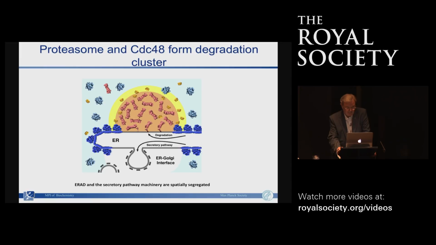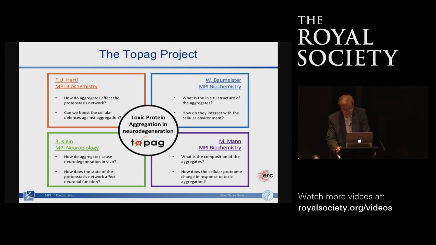I think summarizing this part here, yes, we have clusters. We have at the periphery CDC48, but I think the important thing is that the ERAD system, the protein degradation pathway, is spatially quite nicely separated from the secretory pathway, which is always on the opposite side of the endoplasmic reticulum.